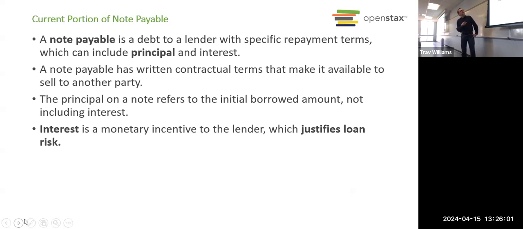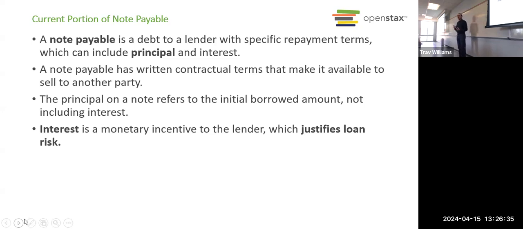Notes payable. As I've said, a note is a loan. And if it's payable, that means we need to pay it back, right? As opposed to a note receivable where somebody needs to pay us back. This is where we borrowed money and we need to pay them back. So it's a note payable. There is principal. What does the principal represent in the note? It's the amount that we owe.